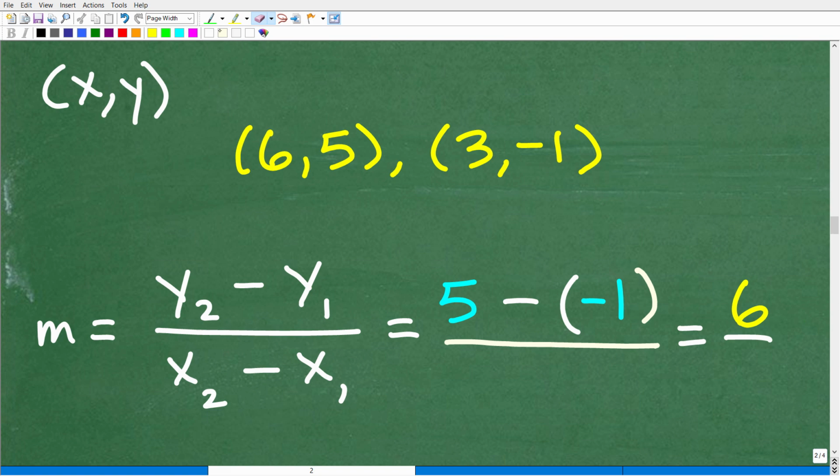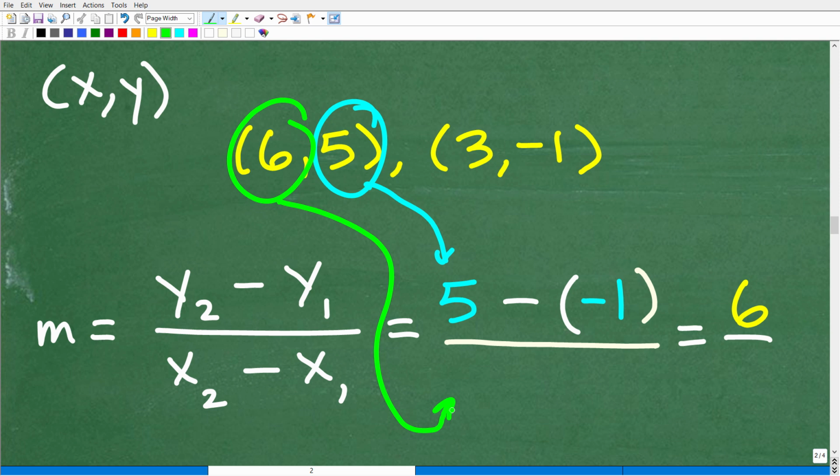Now here, if you decide to start subtracting the y's with this point's information, that's what we did right here, 5 minus -1, well, you have to start with this point's information in the bottom for our x's. So this has to be a 6.